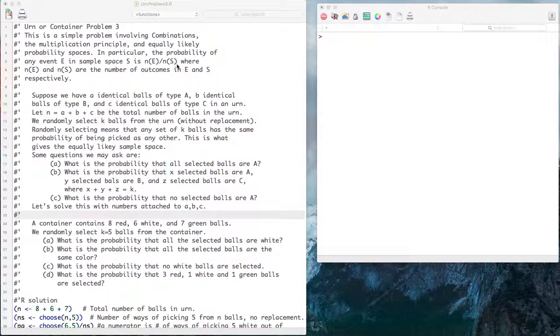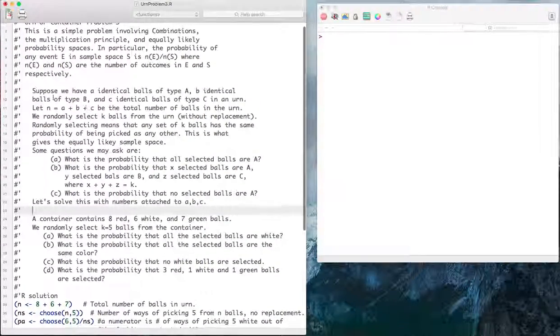The urn or container problem is a very common equally likely sample space probability problem. It will usually involve combinations, the multiplication principle of counting, and equally likely sample spaces. In particular, because of the equally likely sample spaces, the probability of any event, E, in sample space S, is just equal to the number of outcomes in E divided by the number of outcomes in S.